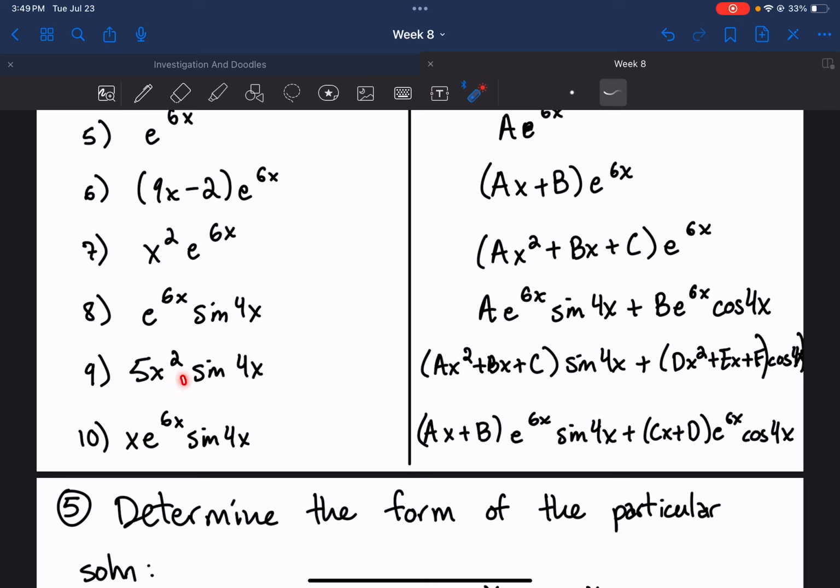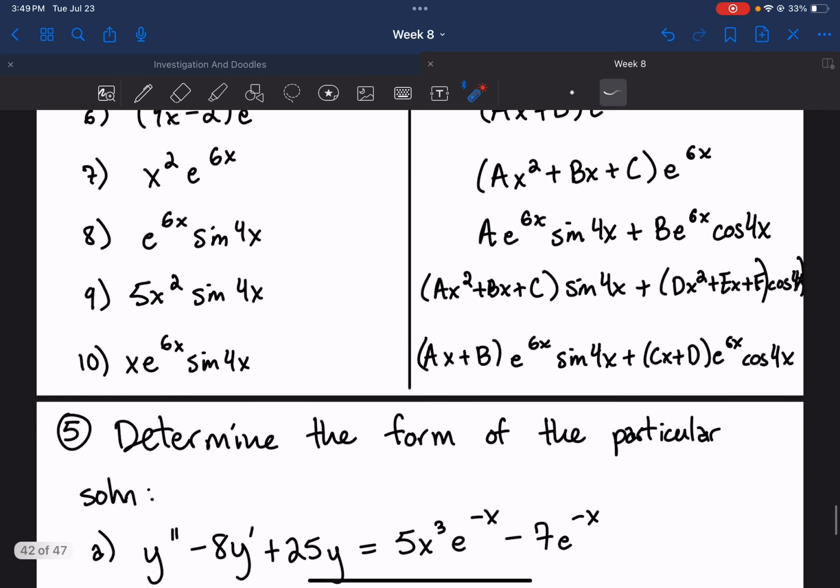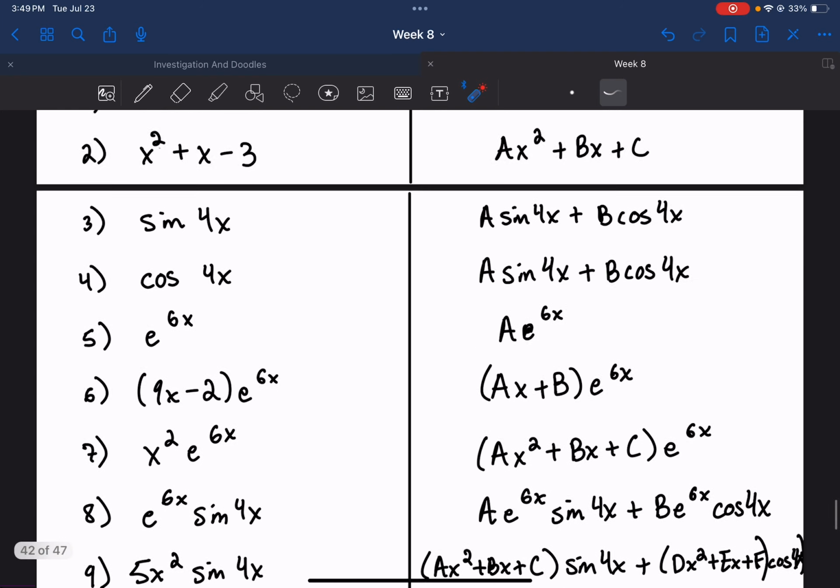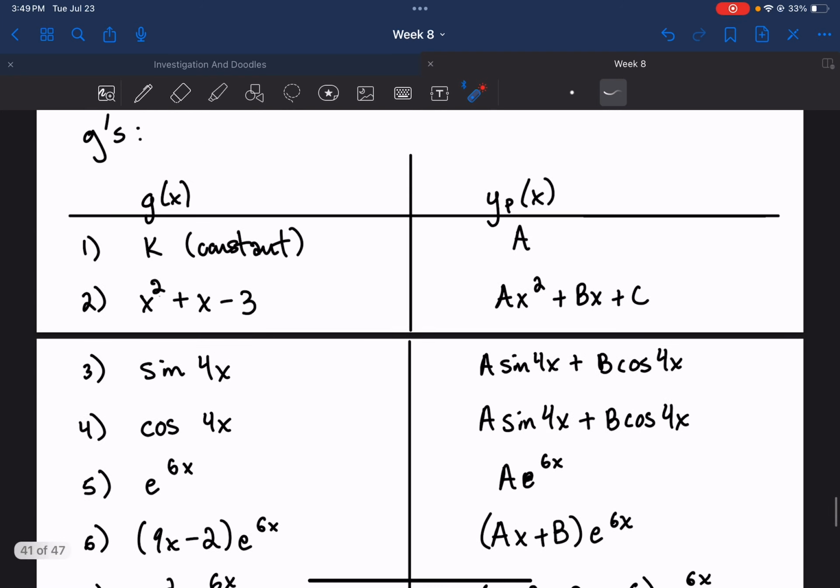Quadratic times sine, you get quadratic times sine, quadratic times cosine. When you have linear times e times sine, you pick linear times e times sine, linear times e times cosine. That's how it goes, right? This is like a little cheat sheet for you to pick your particular solution based on G.